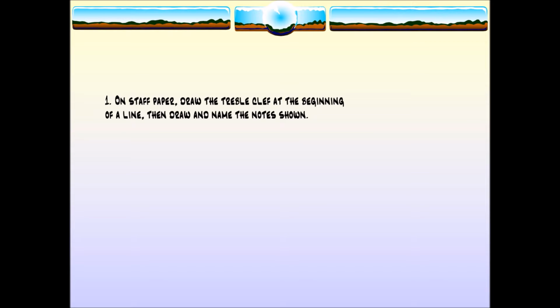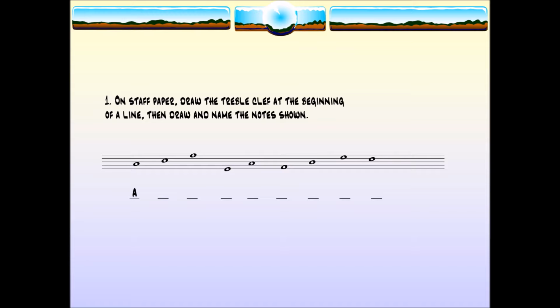On a staff paper, draw the treble clef at the beginning of a staff line and then draw in the name of the note shown below. For example, the first note is in the second space, that is, in the treble clef, the note A.